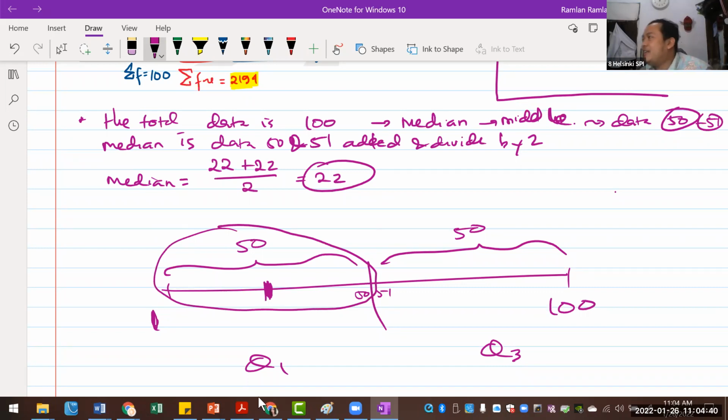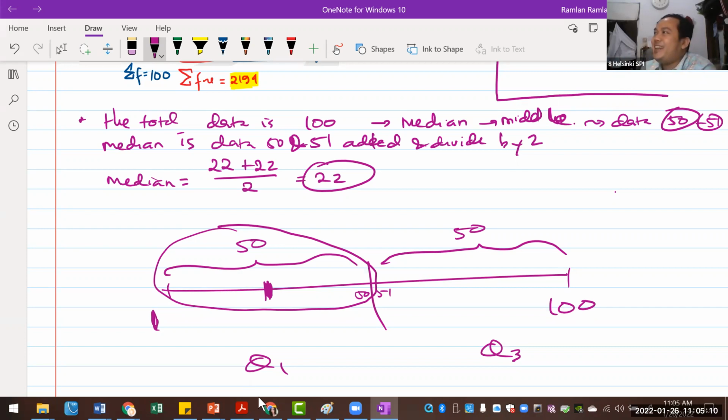Anyone want to try? It seems Ken wants to try. Ken first. Ken, go ahead. 25. But is it 25? Is it even number of data or odd number of data? It's supposed to be 25 and 26. Yes, it's 25 and 26.